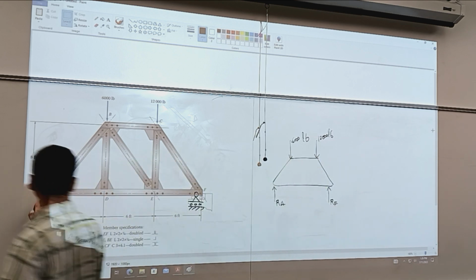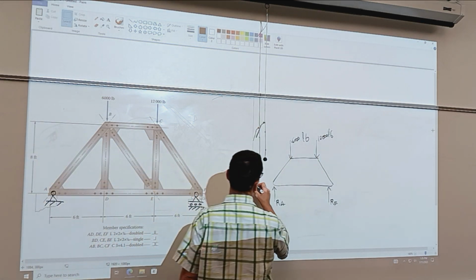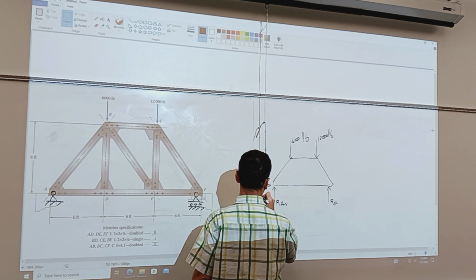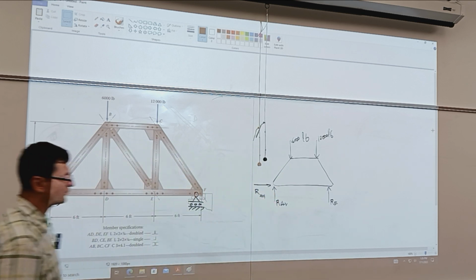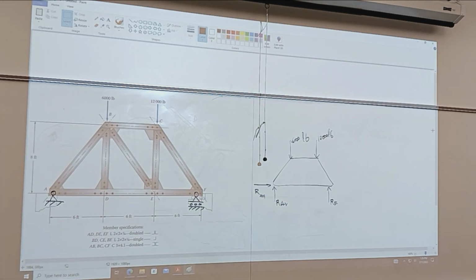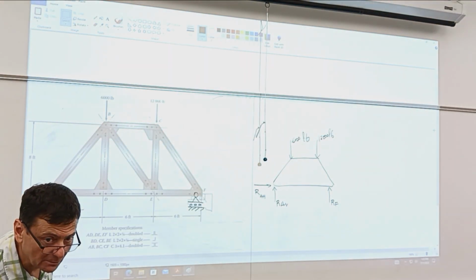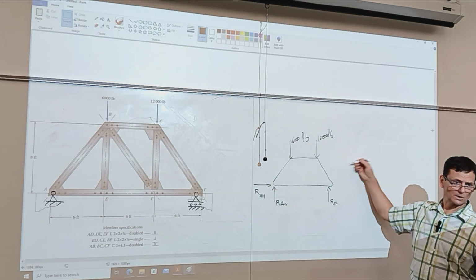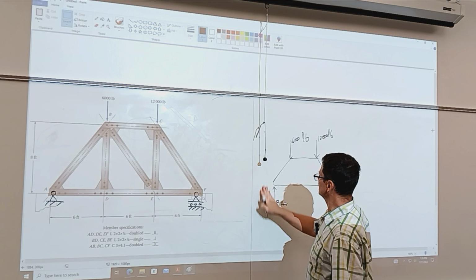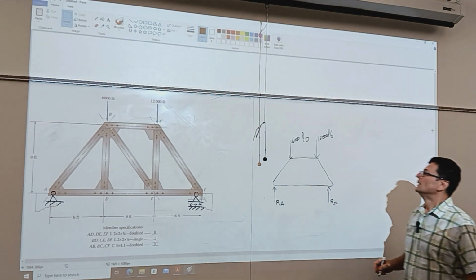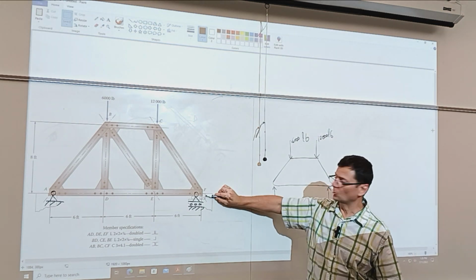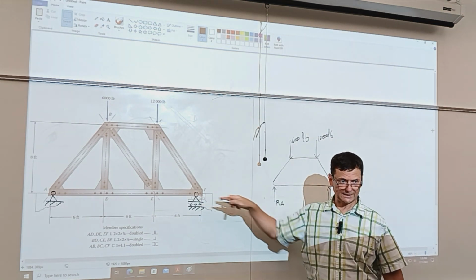The pin can also take a horizontal force reaction, so I could say vertical reaction at A, and horizontal. But I know from the beginning that the reaction at A in the horizontal direction is 0. Why is it 0? Because I don't have a force that has a horizontal component. So from the beginning, I know it's 0. Okay, but definitely this one does not take horizontal force because of the sliding, the rollers.